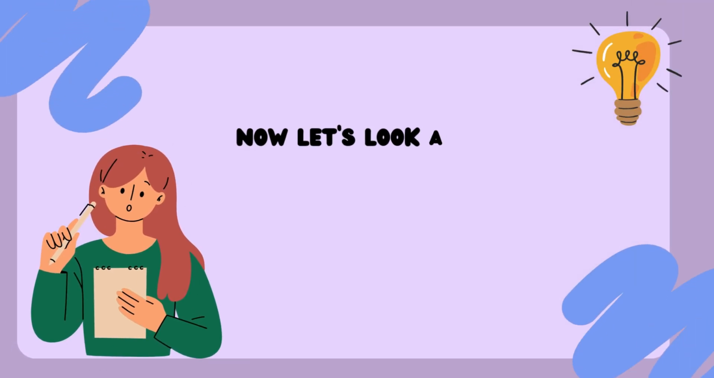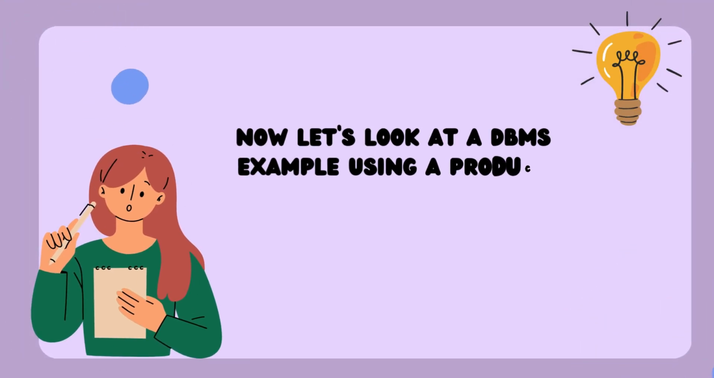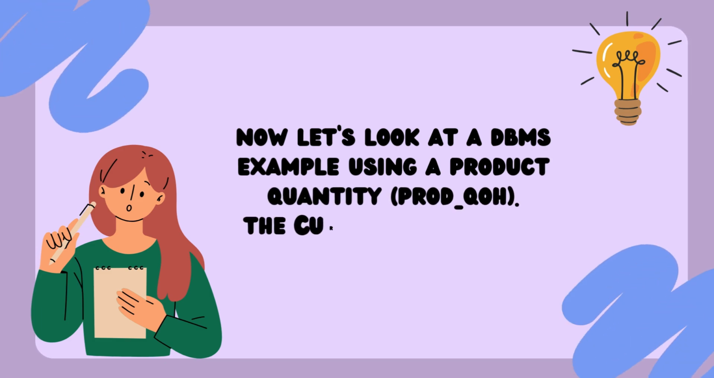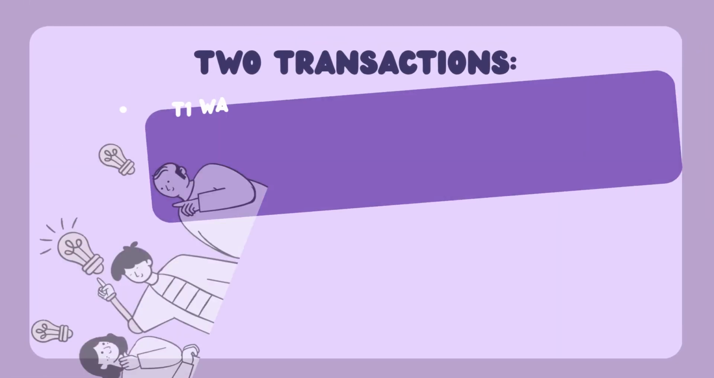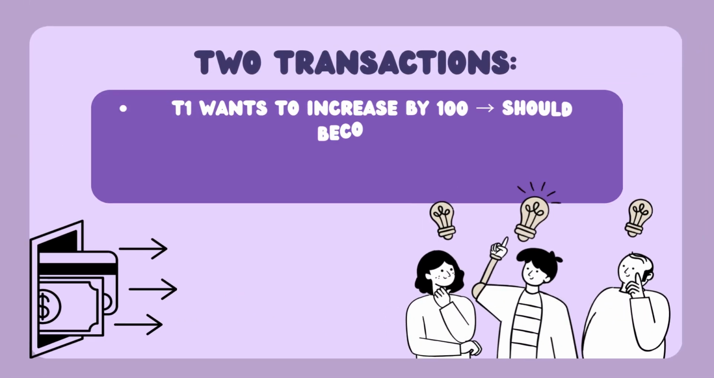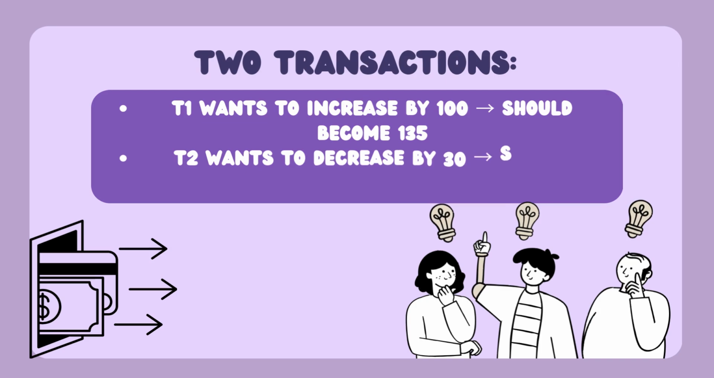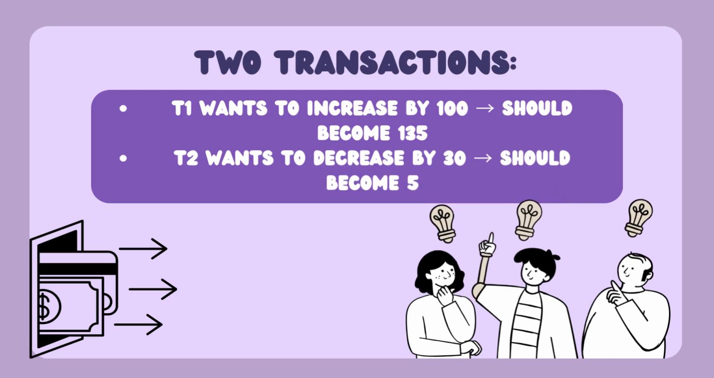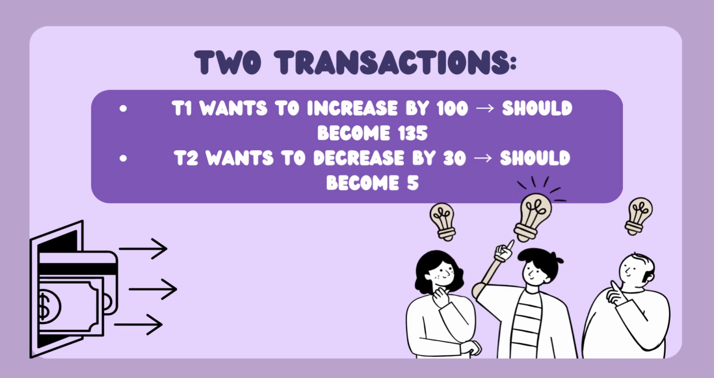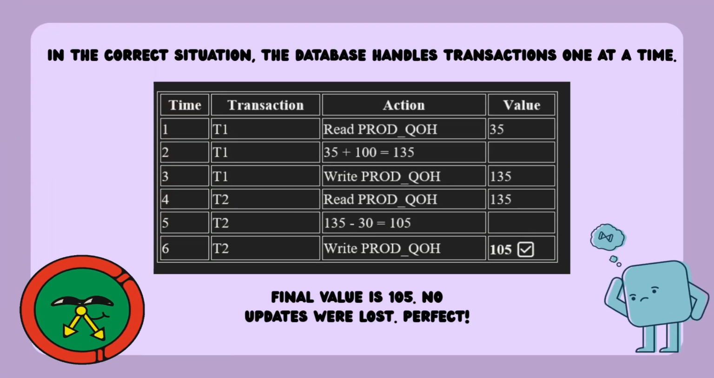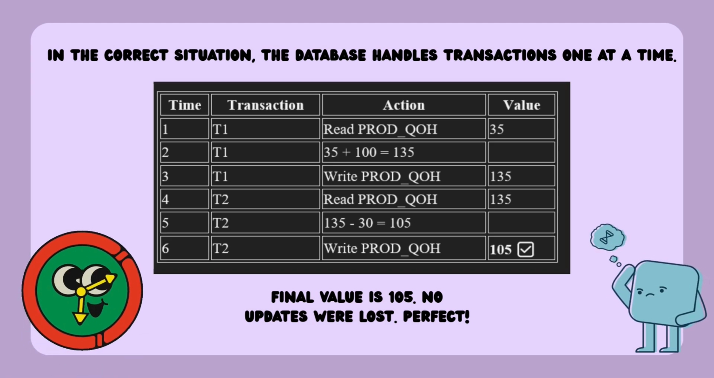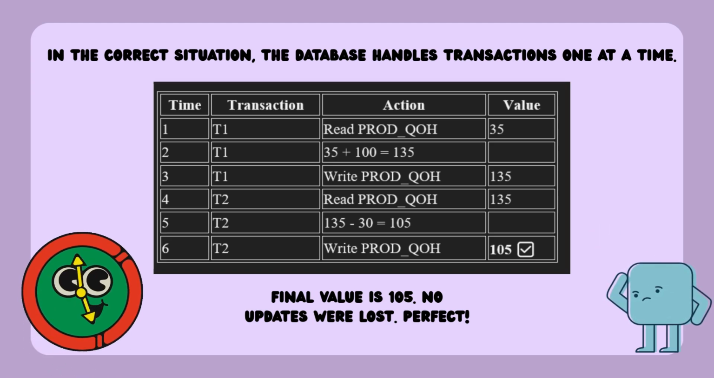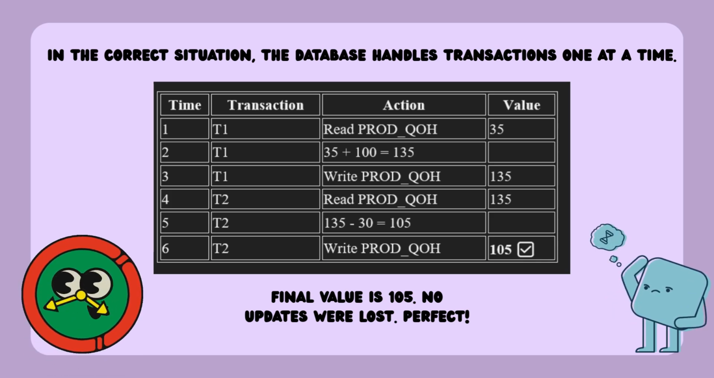Now let's look at a DBMS example using a product quantity, prod_QOH. The current quantity is 35. Two transactions. T1 wants to increase by 100, so it should become 135. T2 wants to decrease by 30, so it should become 5. In the correct situation, the database handles transactions one at a time. Final value is 105. No updates were lost. Perfect.